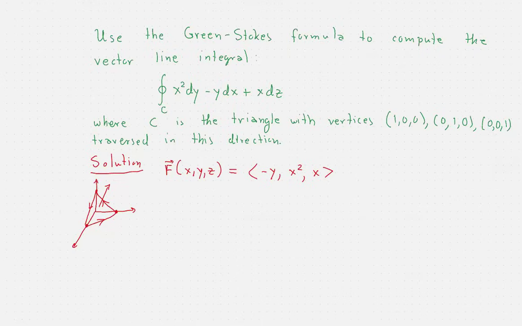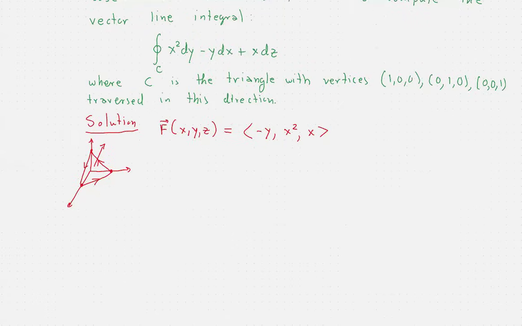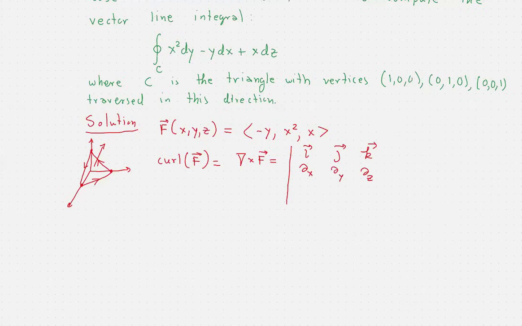And then we want to take the curl of this vector field, and this is formally the cross product of the gradient operator with F, and this is going to be i, j, k, and then we have the differentiation with respect to x, with respect to y, with respect to z, and we just put the components. And now let's see what we're getting here.